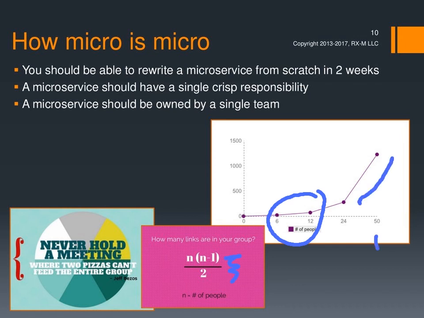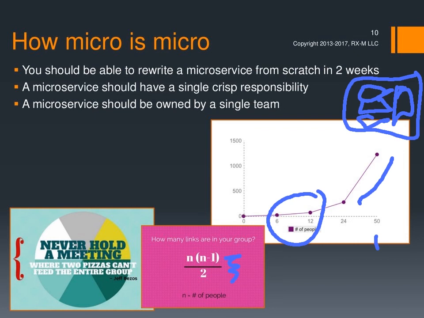You get up into 50, which might be 5 teams trying to coordinate on putting together a monolith that has a bunch of different modules that they need to ship as a single unit and deploy, and you now have somewhere around 1,250 connections. So 1,250 opportunities for misunderstanding, right?